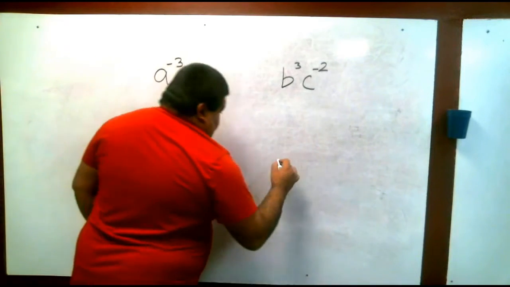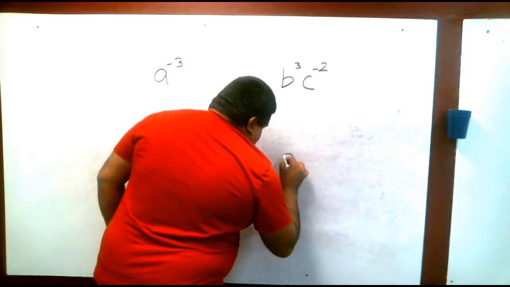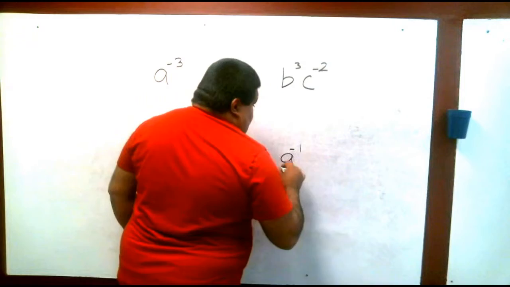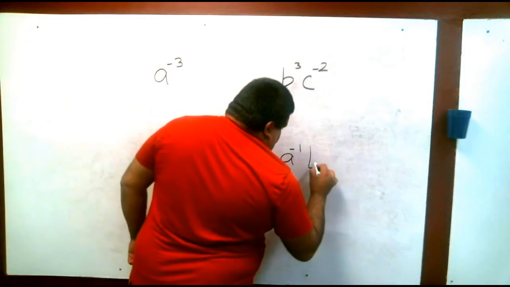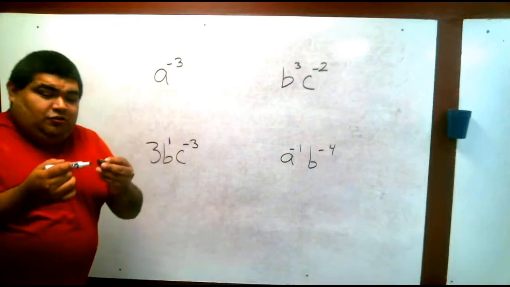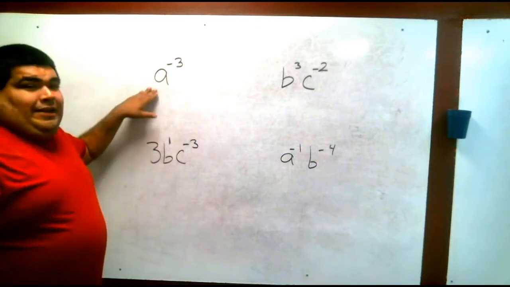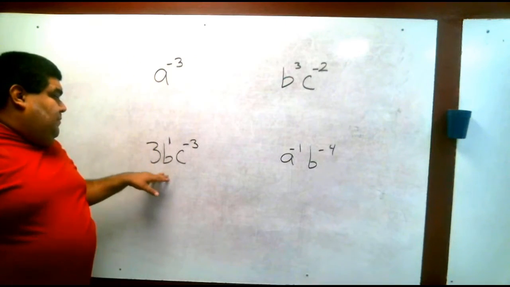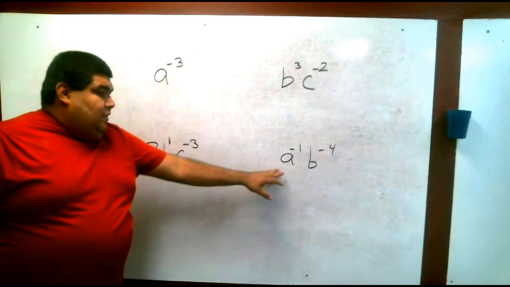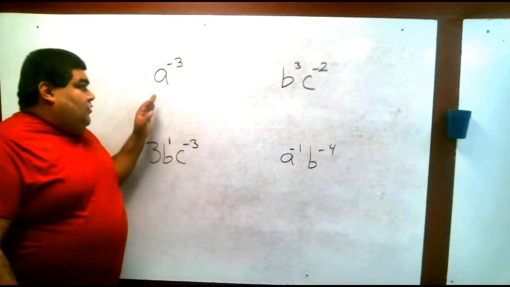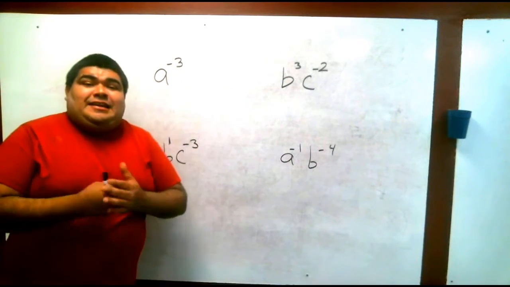And then finally, a to the negative 1 power, b to the negative 4th power. Okay, so there's 4 problems. a to the negative 3, b to the 3rd c to the negative 2, 3b to the 1 c to the negative 3, and a to the negative 1 b to the negative 4. Okay, so there's 4 answers you're going to send.